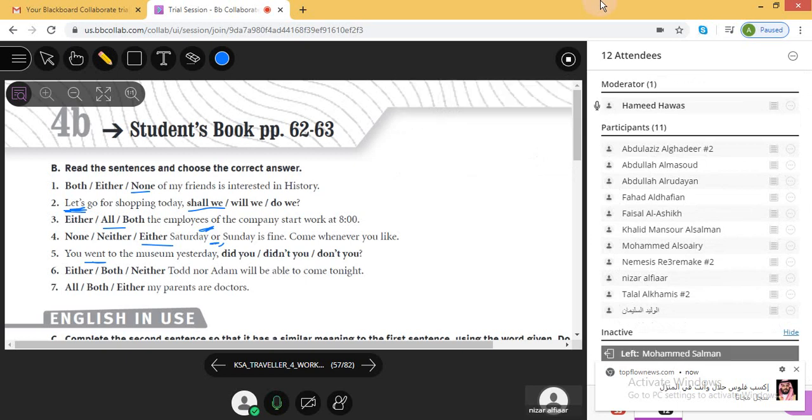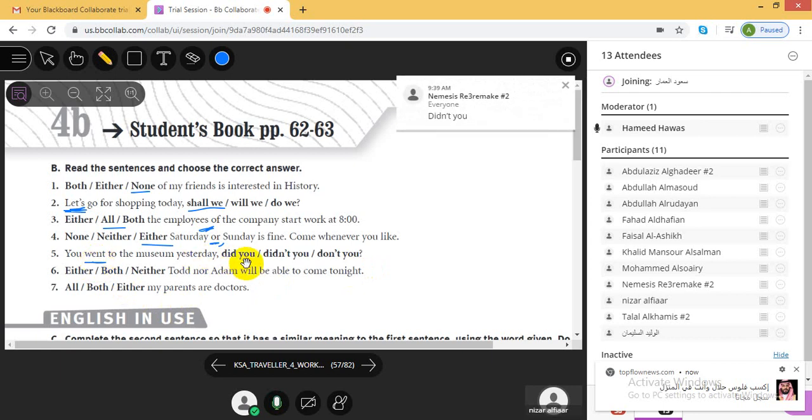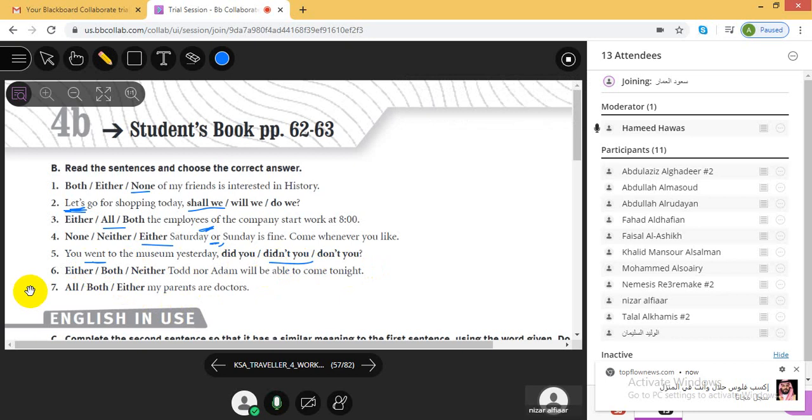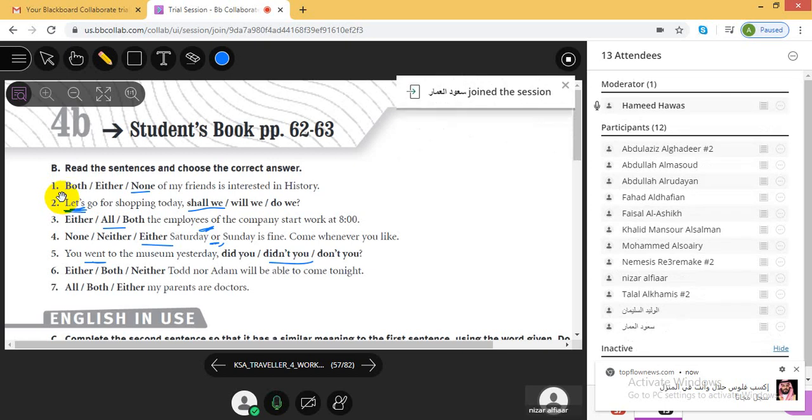You went to the museum yesterday. So what is the answer? I told you this is a question tag. We use it in the opposite way. If the verb is positive, very good, didn't you? Because went is past simple positive, so I will use didn't in negative form. So number 6 now.